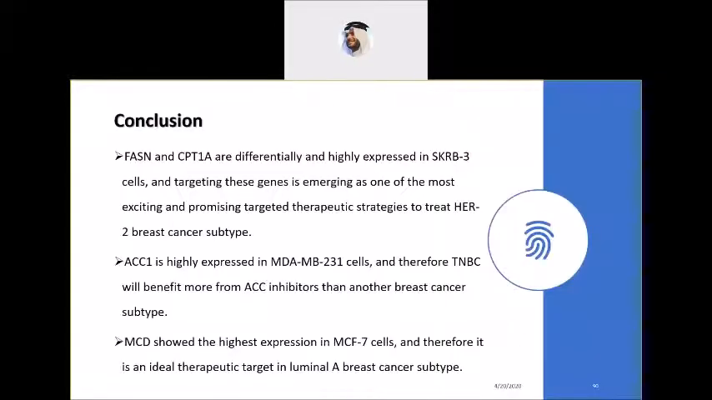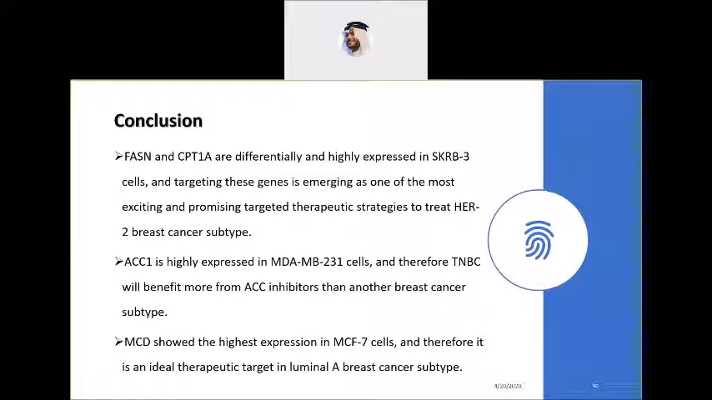Let's go to the conclusion of this work. I will start with the first conclusion. FASN and CPT1 are differentially and highly expressed in SKBR3 cells, and targeting these genes is emerging as one of the most exciting and promising targeted therapies, one of the best strategies to treat HER2 breast cancer cell types.